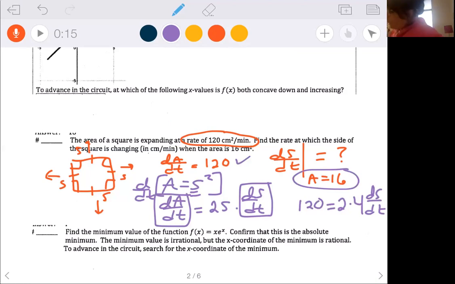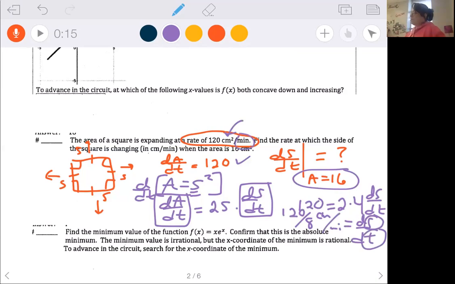But remember to get that label. So I'm just going to write 120/8 for now is equal to ds/dt. To determine your label, you say, what are the sides measured in? Well, if the area was centimeters squared, that'd be centimeters per. What's my unit of time here? Minutes. So it'd be 120/8. You could simplify it if you want, 15 centimeters per minute.